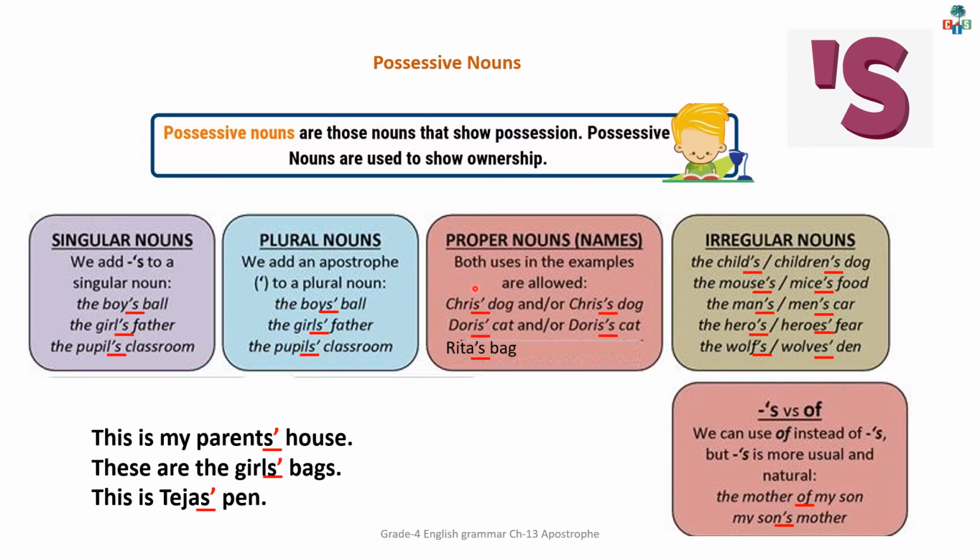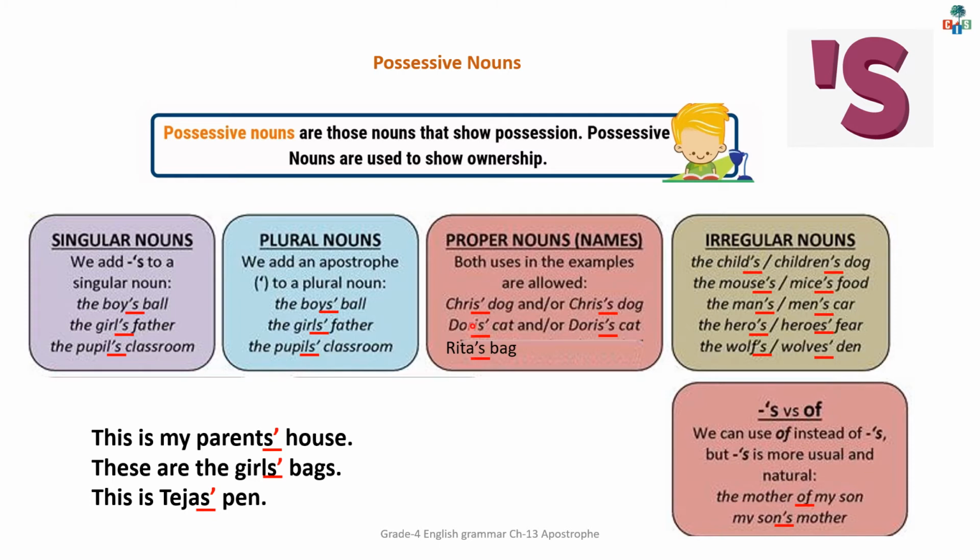And if there is a proper noun, when we are talking about names, for example, Rita's bag. Rita is the name of a person. So at that time, you will insert an apostrophe mark followed by an S. The bag belongs to Rita.